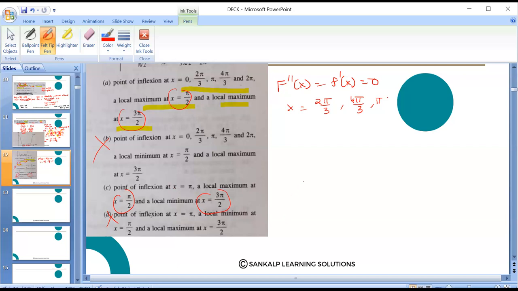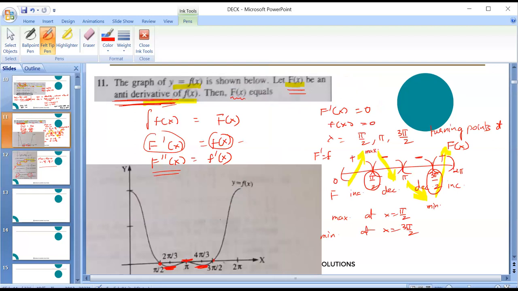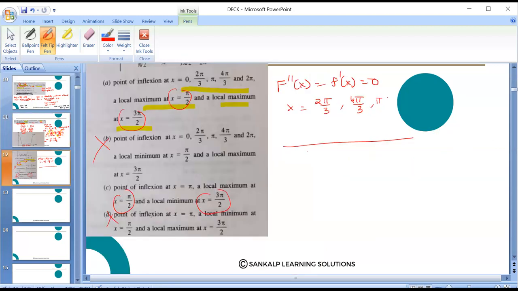So you can see the possibilities for points of inflection. That also you have to see. So which one will be correct? Point of inflection of all. So you have to take, according to the number line, what will come first? 2 pi by 3, pi, and then 4 pi by 3. So first 2 pi by 3, then pi, then 4 pi by 3, starting 0, ending 2 pi.